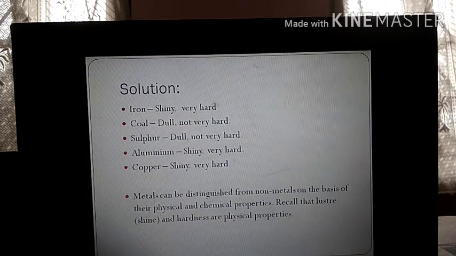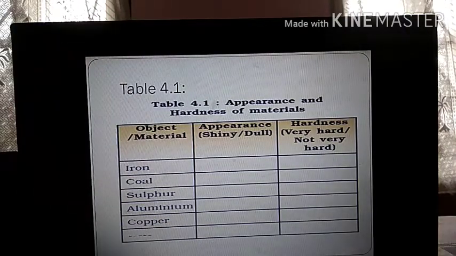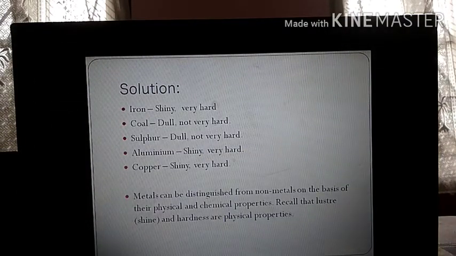So what you need to do is write them down in your textbook. If you have your textbook, you write this solution in your textbook, you fill up the table. And if you don't have your textbook now, you can write this in your copy. Just give the heading table 4.1, make this table, and write the solution from here. So the first thing that is asked is iron.